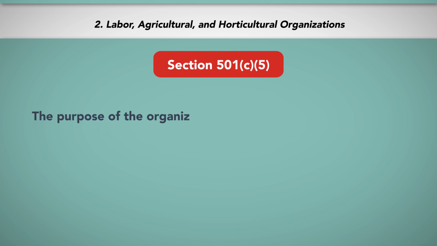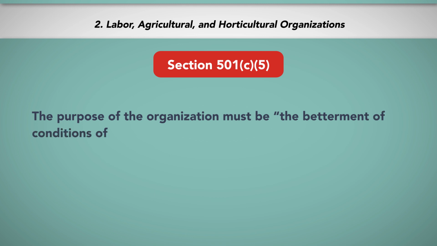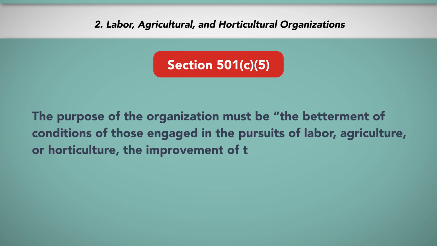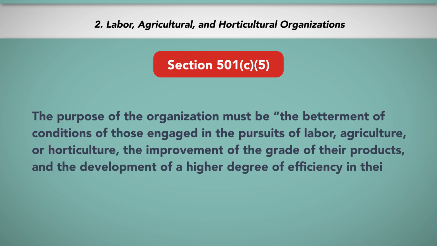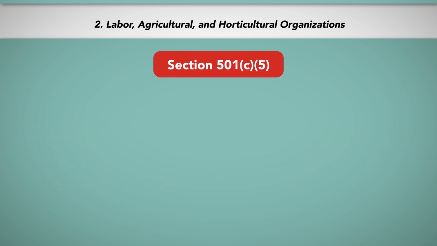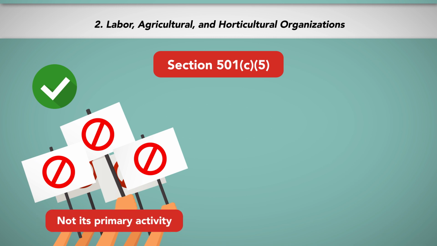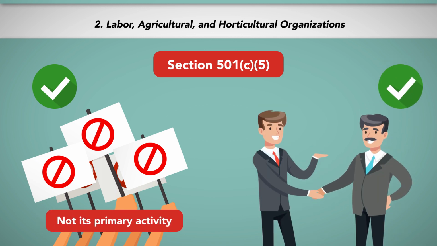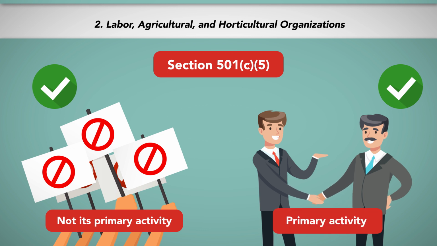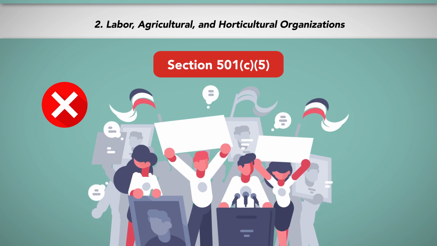The purpose of the organization must be the betterment of conditions of those engaged in the pursuits of labor, agriculture, or horticulture, the improvement of the grade of their products, and the development of a higher degree of efficiency in their respective occupations. A 501c5 organization may take part in political activities, so long as that is not its primary activity. In addition, it may lobby for legislation pertinent to its members as its primary activity within its exempt purposes. However, it may not participate in or support political campaigns.